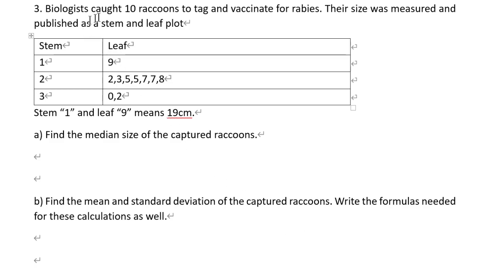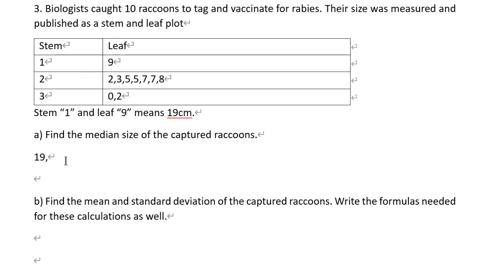Number 3, biologists caught 10 raccoons to tag and vaccinate for rabies. Their size was measured and published as a stem and leaf plot. Okay, so stem and leaf means you say 2 means 22, 2, 3 means 23. So you should be able to write all the numbers down explicitly from a stem and leaf. Since the instruction here says 1 and then leaf 9 means 19, you should really say 19, and there's the 22, 23, 25.